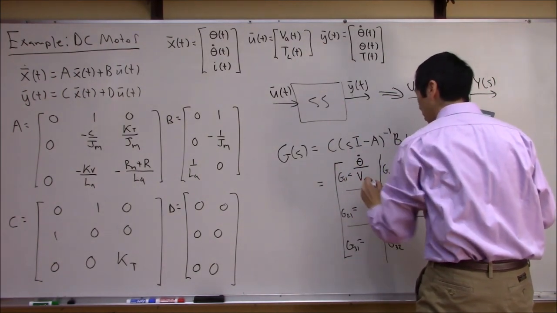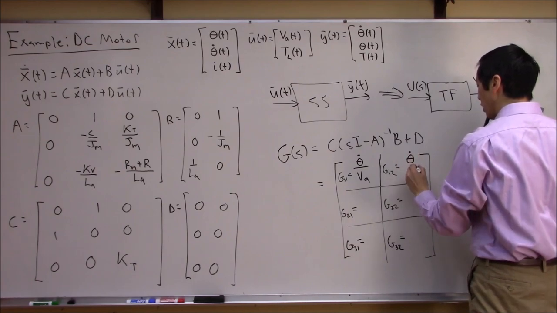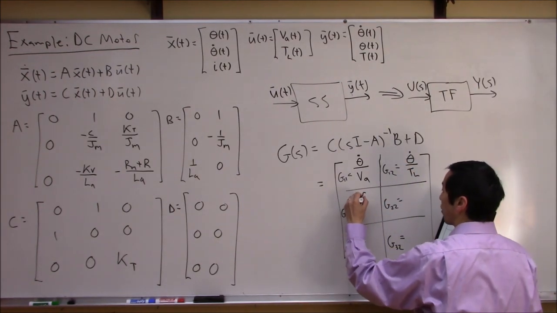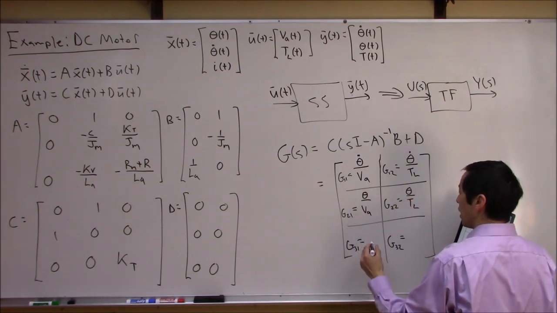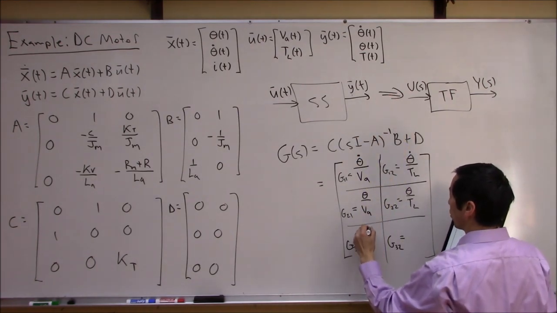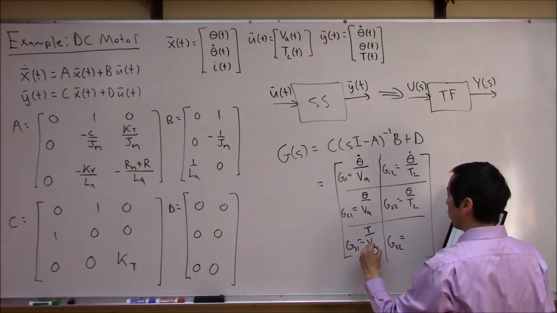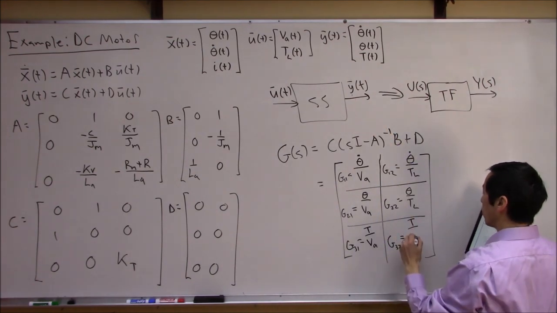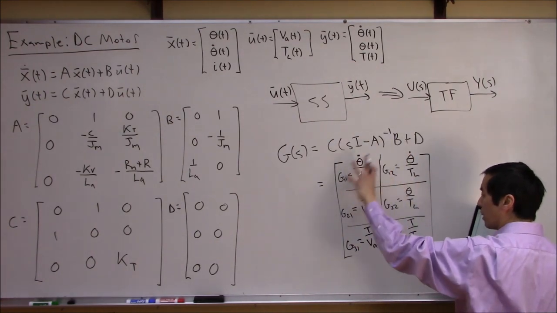which is VA, right? Then this is going to be the first output, again theta dot, and how it responds to the second input, TL, right? And then this is going to be theta over VA, and this is gonna be theta over TL, and then this one is going to be, sorry, the third output, which is the torque produced by the motor, and how it responds to the voltage applied to the motor. And then finally, this last one is gonna be how the torque on the motor responds to the external torque load, like that, right?